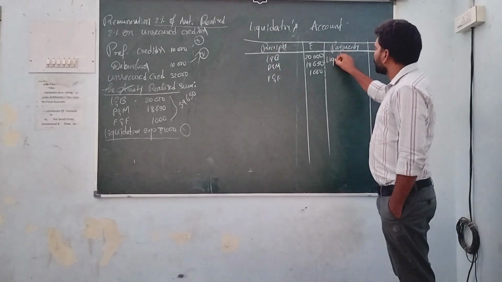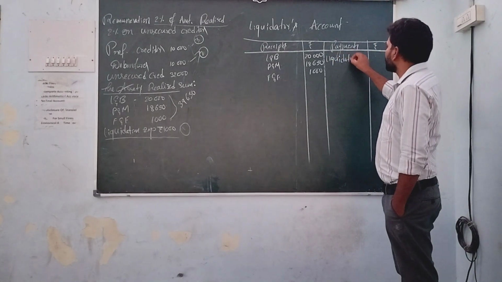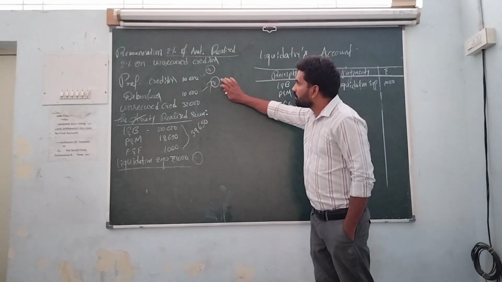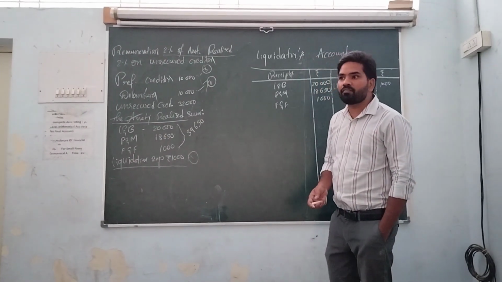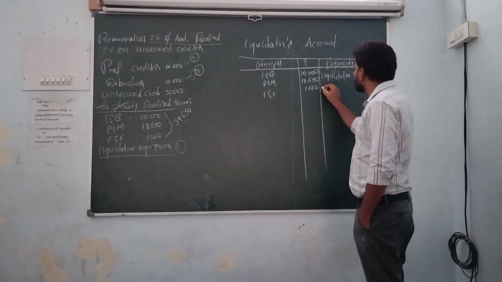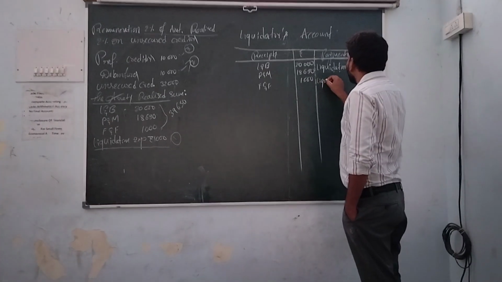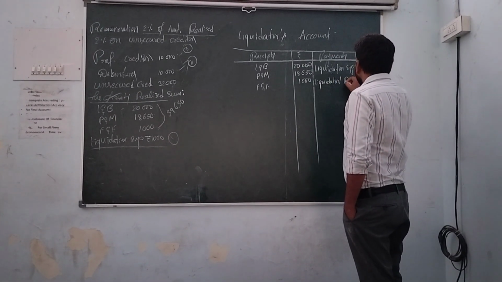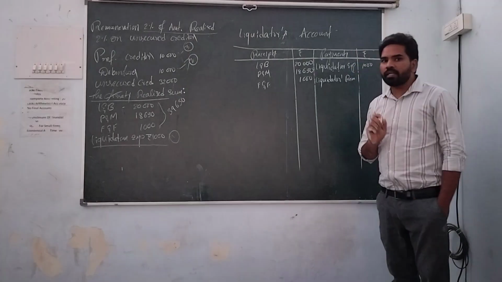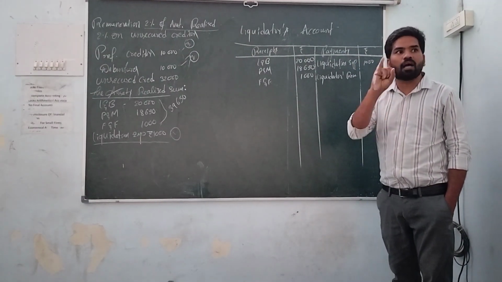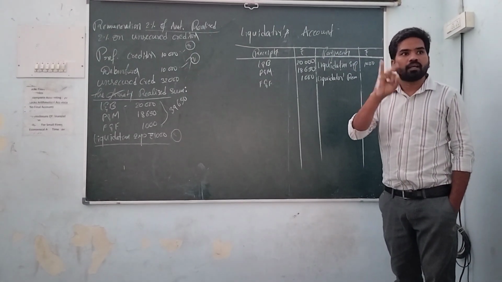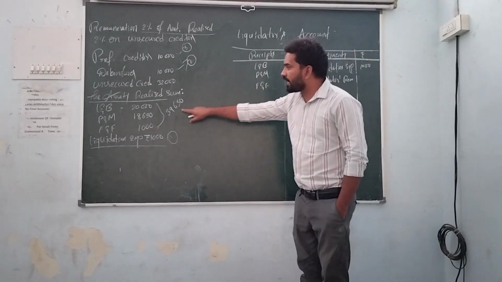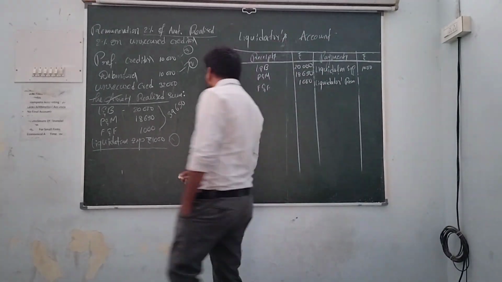Liquidation expenses, 1,000 rupees paid. The next payment is liquidator's remuneration. Liquidator's remuneration is calculated on two bases: one is amount realized, the second is unsecured creditors. So how much amount was realized on assets? 39,650.